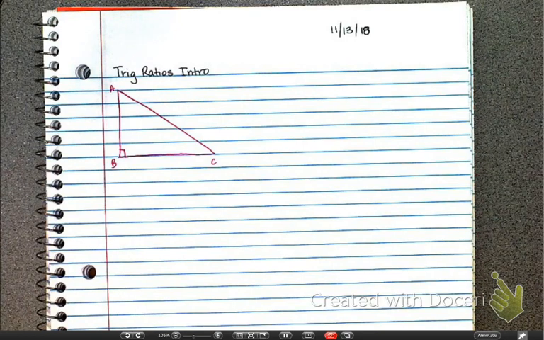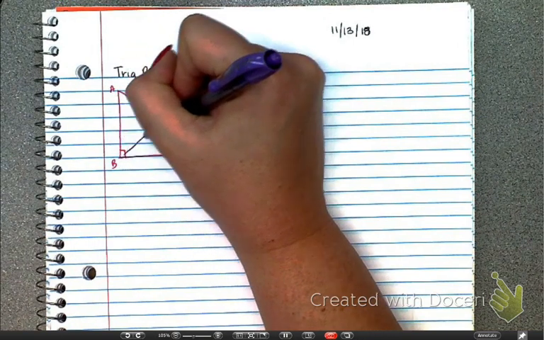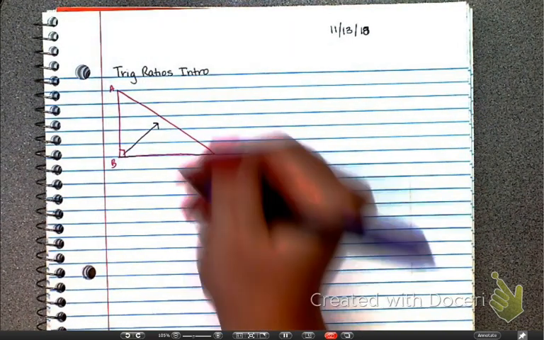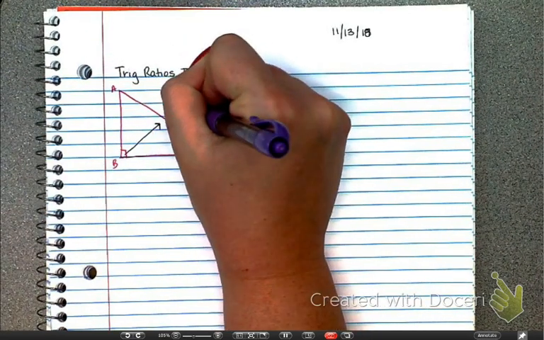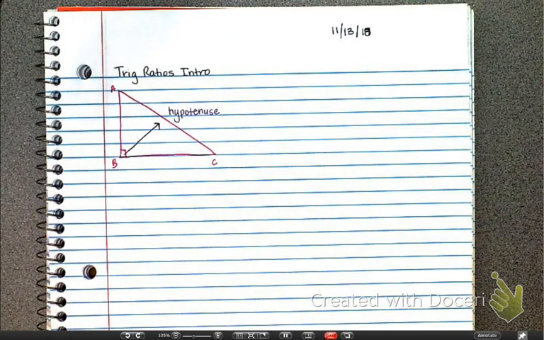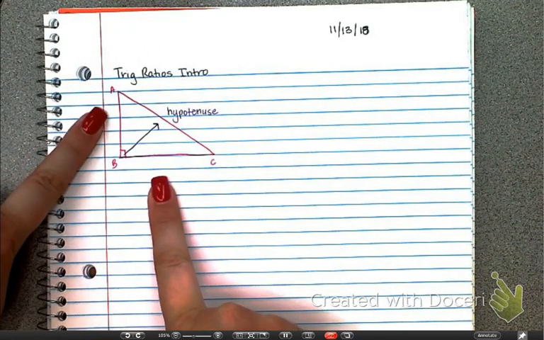Let's think about the side lengths real quick. What do you know about this side? Is there a name for that side? Hypotenuse. The hypotenuse is always across from the 90-degree angle. That's going to be important. The hypotenuse is always across from the 90-degree angle. Now, does anyone remember what these ones are called? The legs.